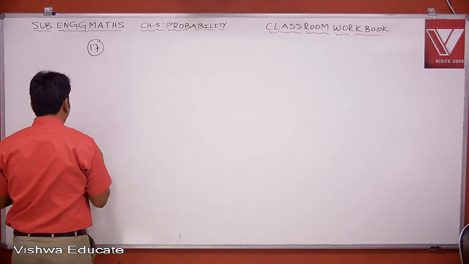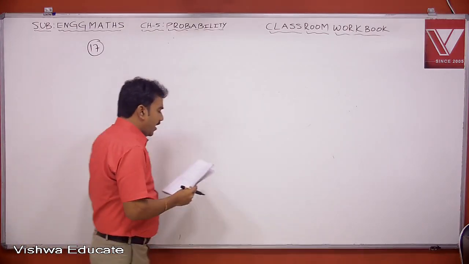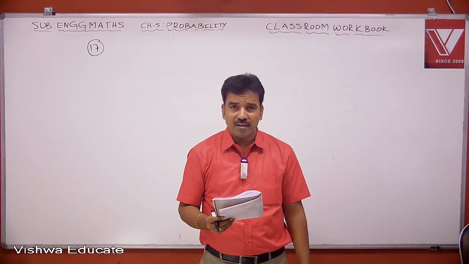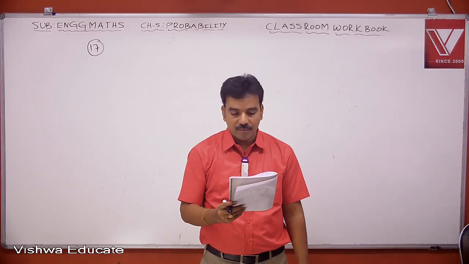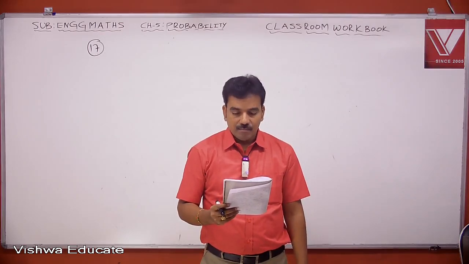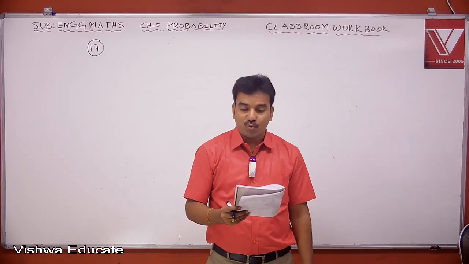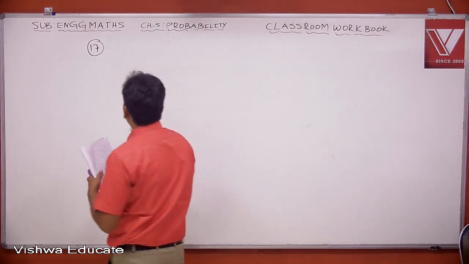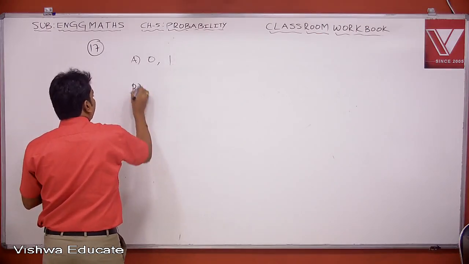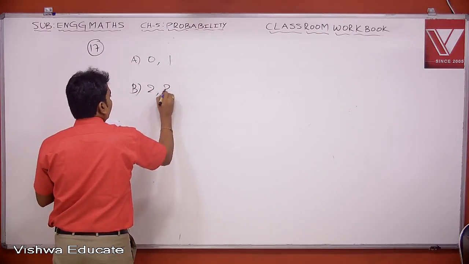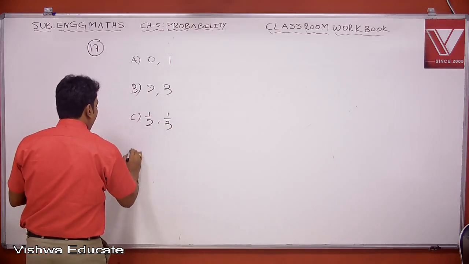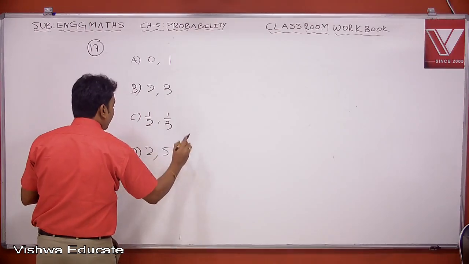Suppose x is a real valued random variable. That means x is taking real values. What does it mean? X is a continuous random variable. Then which of the following values cannot be attained by E of x and E of x square respectively? Let me write the options. Option A: 0, 1. B: 2, 3. C: 1 by 2, 1 by 3. And option D: 2, 5.